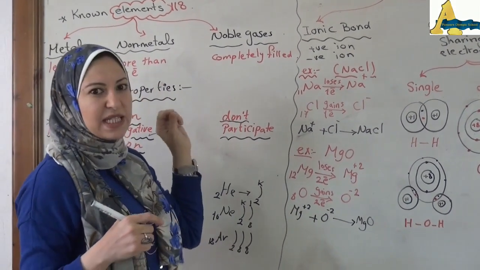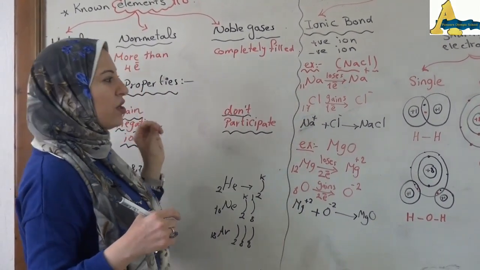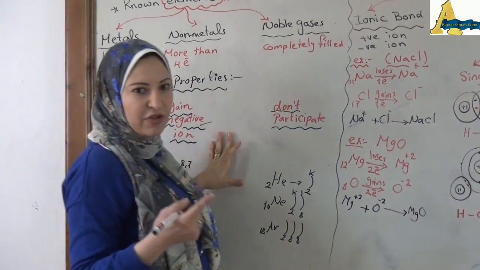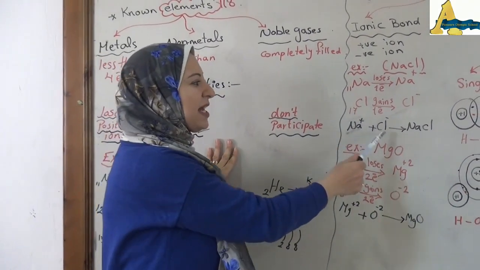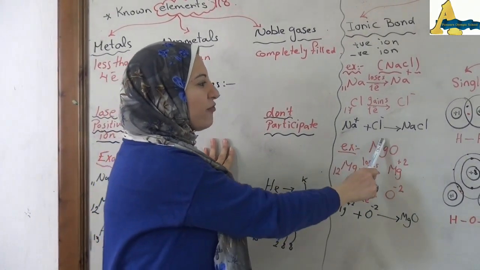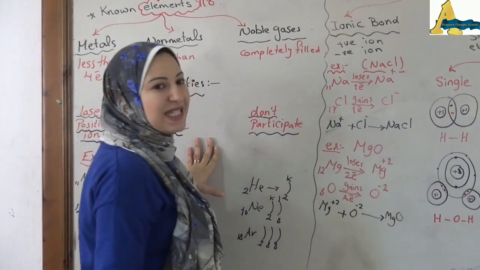So the ionic bond is a type of chemical bond which arises as a result of the electric attraction between a positive ion and a negative ion. Positive and negative will be bonded together to form NaCl.